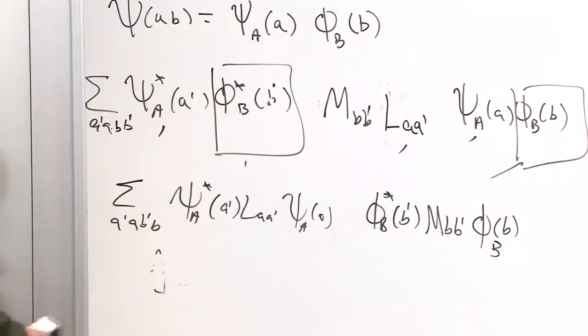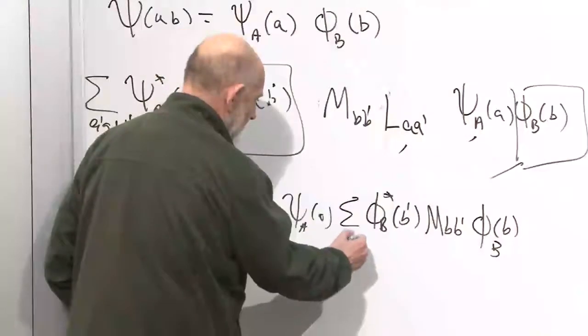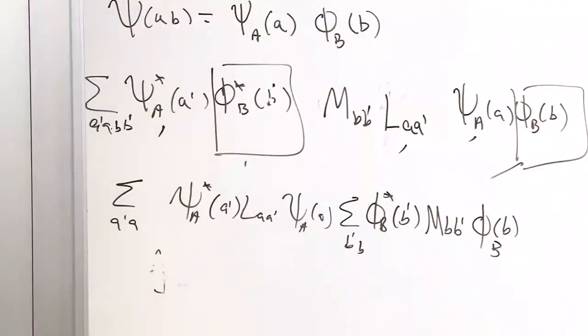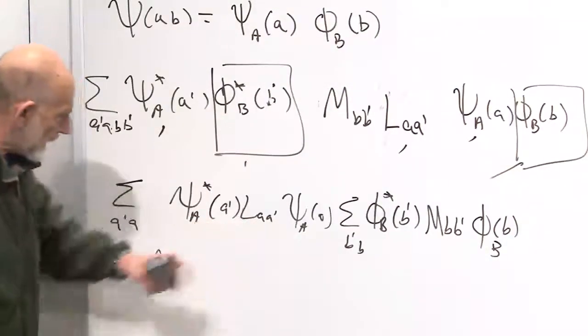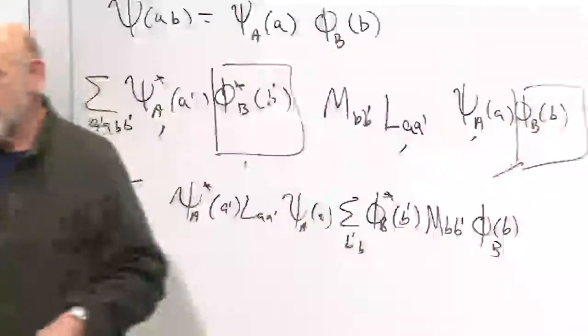The sums can be done quite independently. We can put this sum over here. Same thing. I haven't changed it. We're summing over everything, B's and A's. And we see that what we get is just the product. We get the product of the expectation value of L times the expectation value of M.